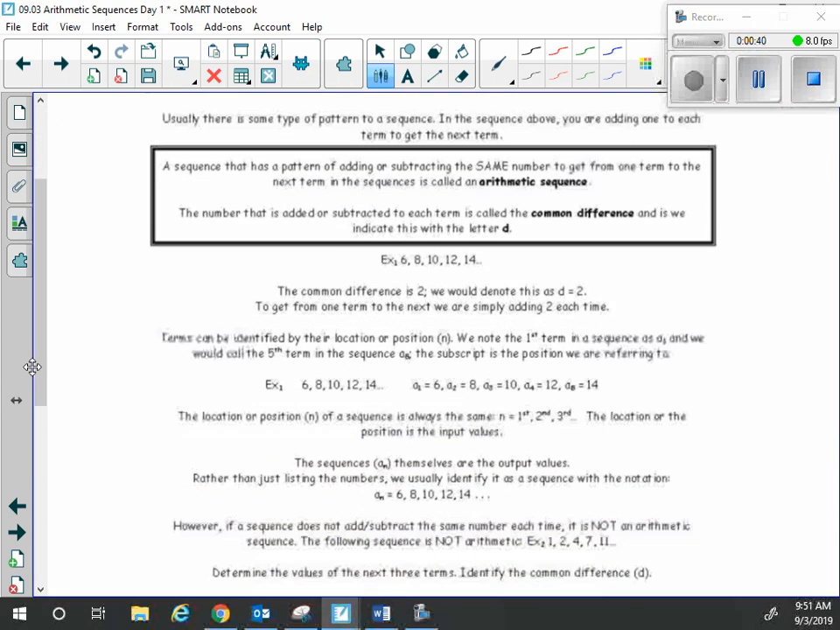So we're going to talk a lot at first about the common difference. You just told me that the sequence was found on the last one by adding 1. So if I had 6, 8, 10, 12, 14, how is each next term found? Adding 2, right? So the common difference of that would be 2.